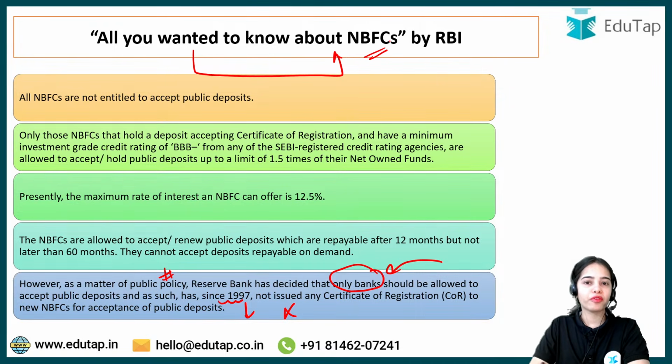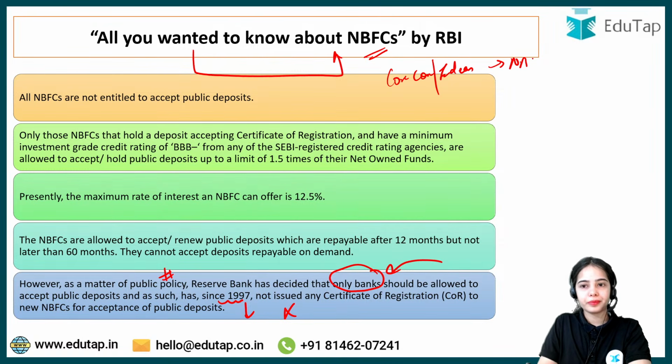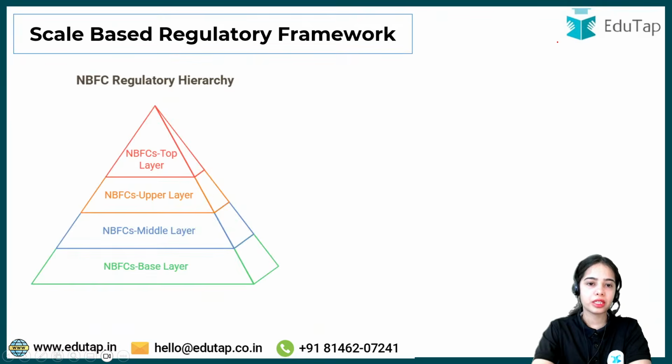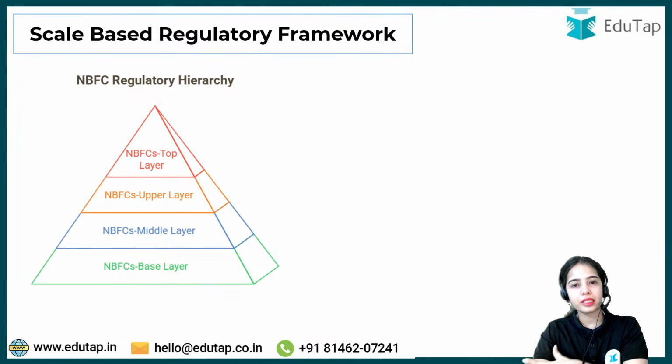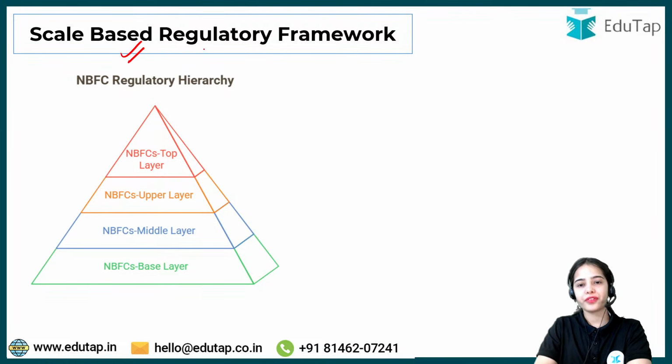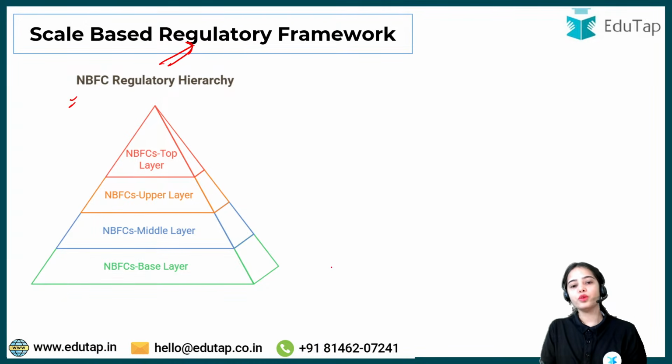So we have discussed some of the major core concepts regarding NBFCs. Let's proceed with the updates after understanding a few more core concepts, that is, the scale-based regulatory framework. The scale-based regulatory framework basically divides NBFCs into 4 layers. So this is 1, 2, 3 and 4.